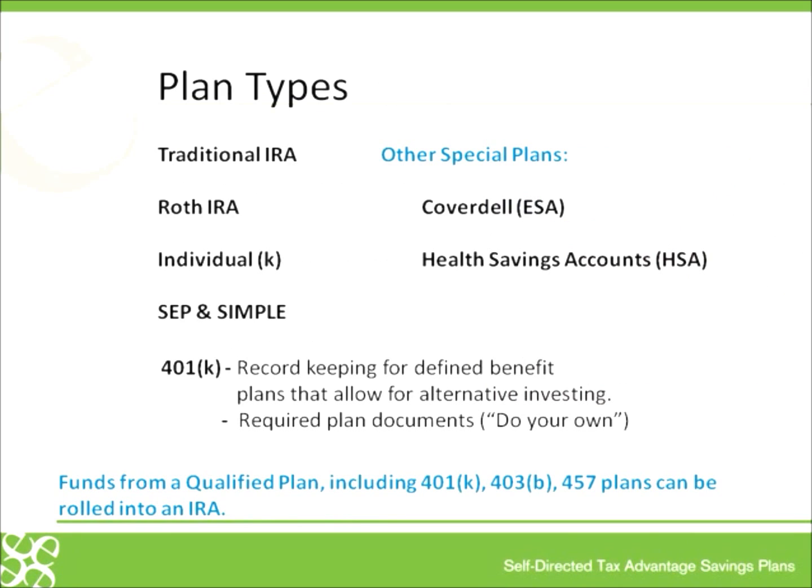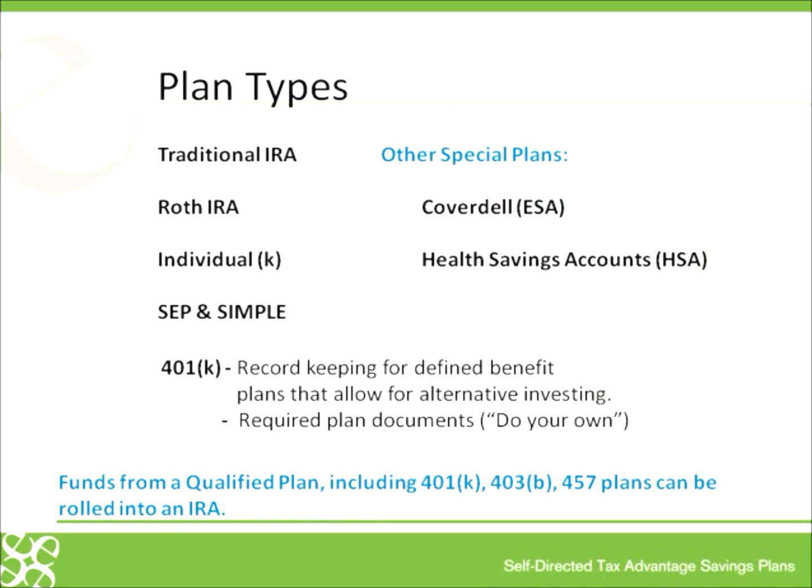Okay, let's talk about plan types, and really I'm not going to spend a whole lot of time on this, only just to say that all plan types can be self-directed. If you have a traditional IRA at a bank, B of A, what have you, now you transfer it over to Entrust, it becomes self-directed, very simple. You have a Roth IRA at Schwab, transfer it over to Entrust, now it becomes a truly self-directed IRA. See, self-directed IRA is just a term, not a type of an IRA.